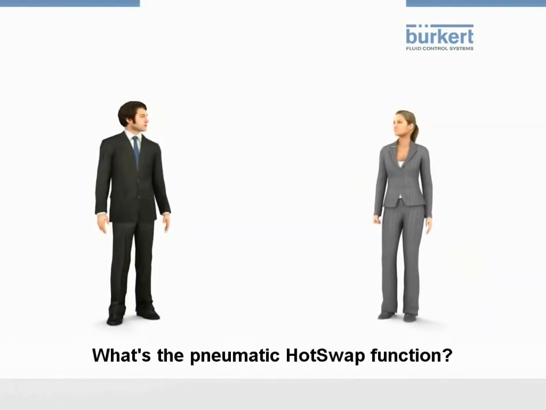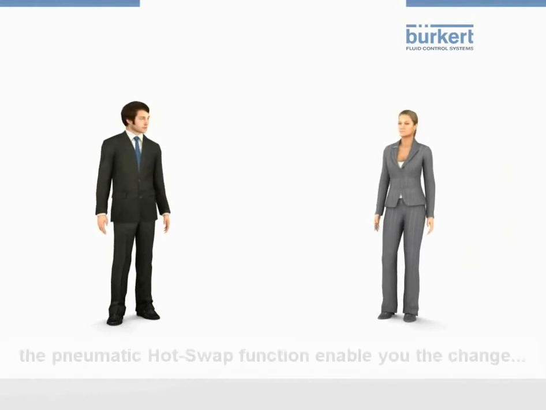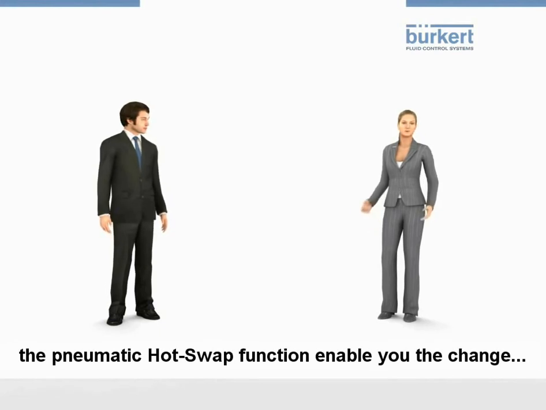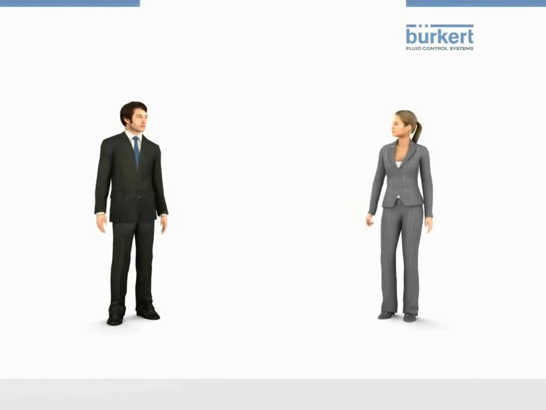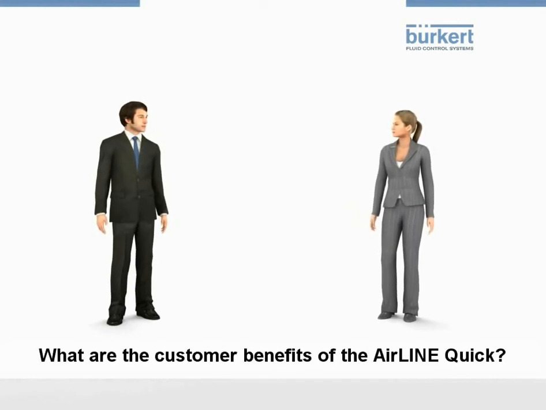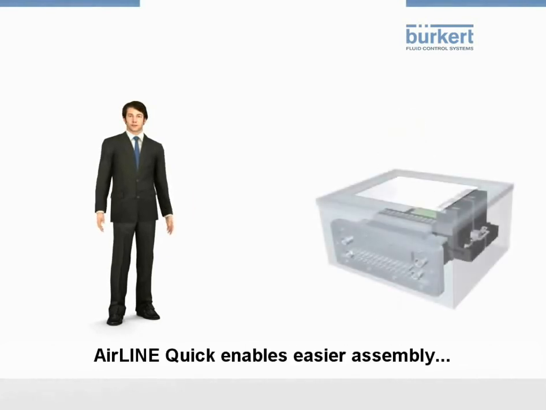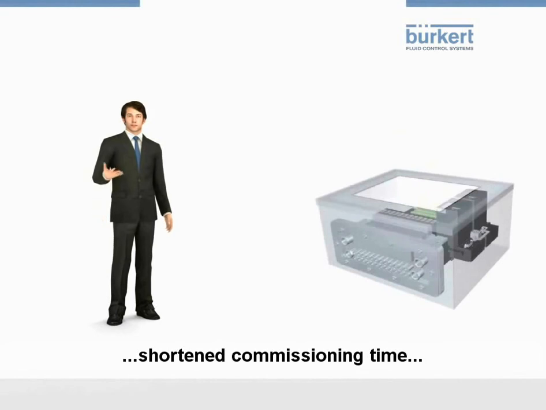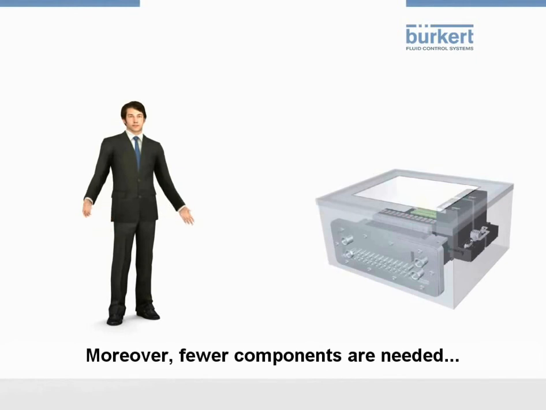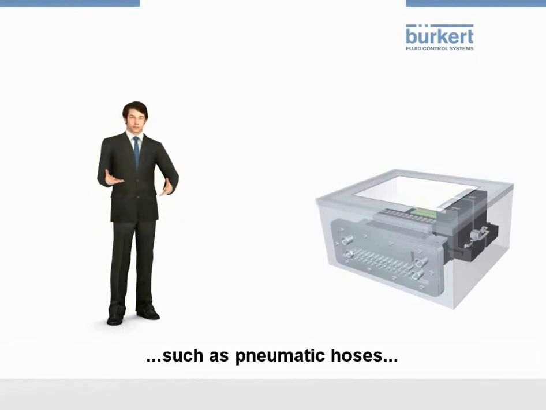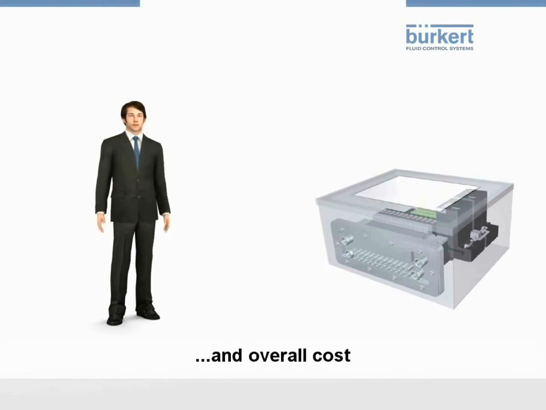Lisa, what's the pneumatic hot swap function? The pneumatic hot swap function enables you to change the valve while the plant is still running. Tom, can you tell me what are the customer benefits of the Airline Quick? Sure. Airline Quick enables easier assembly, shortened commissioning time, and the added benefit of being able to use a smaller control cabinet. Moreover, fewer components are needed, such as pneumatic hoses and cabinet screw connections, saving even more time and overall cost.